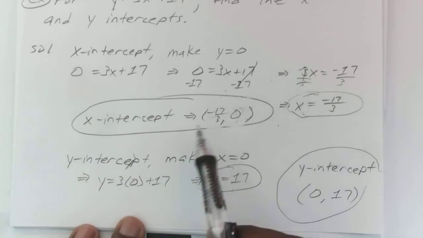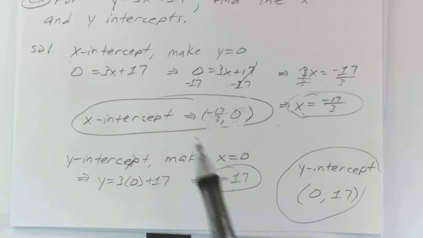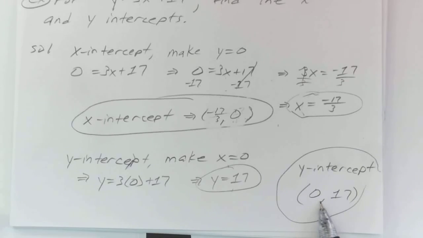Okay, so really all this is saying is that when y is equal to 0, x is negative 17 over 3. And this one's saying that when x is equal to 0, y is equal to 17. So the pair wouldn't be negative 17 over 3, negative 17. Yep, exactly. Any questions on that one?